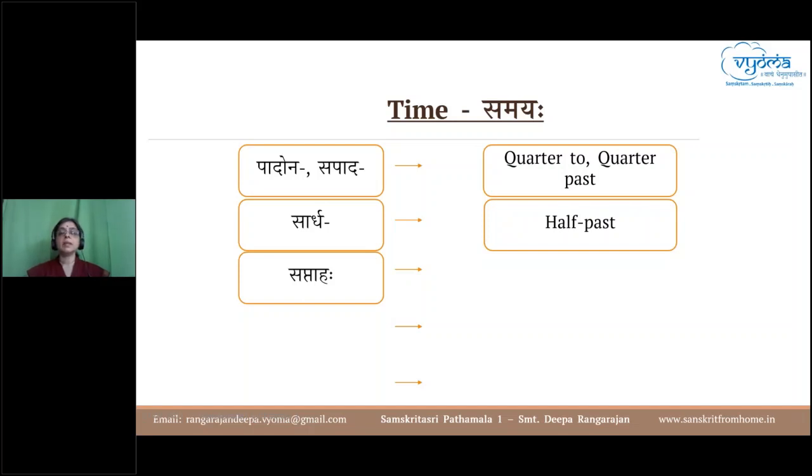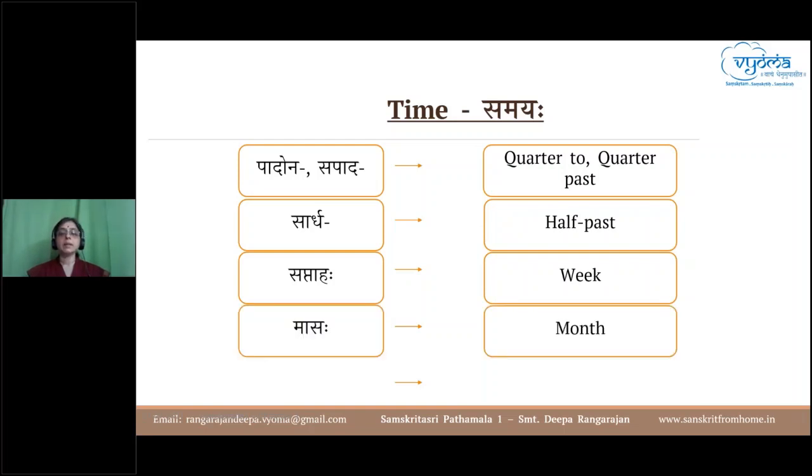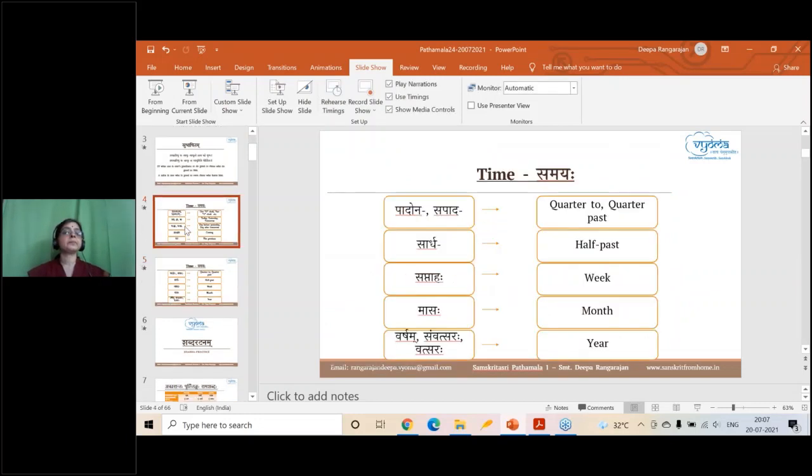Saptaha means a week. Masaha is month. And there are 3 words for year, which are Varsham, Samvatsaraha, and Vatsaraha. Varsham, Samvatsaraha, or Vatsaraha. And just quickly do this again.